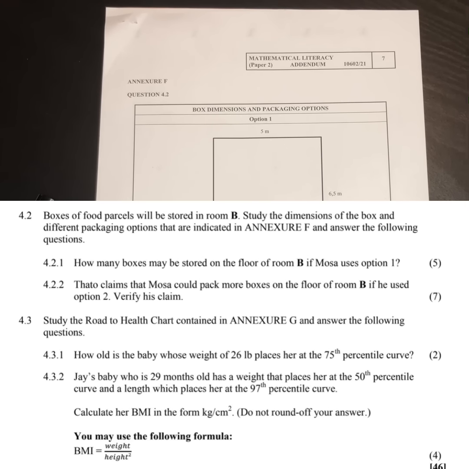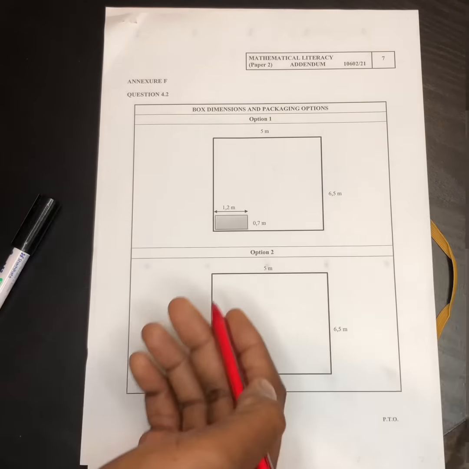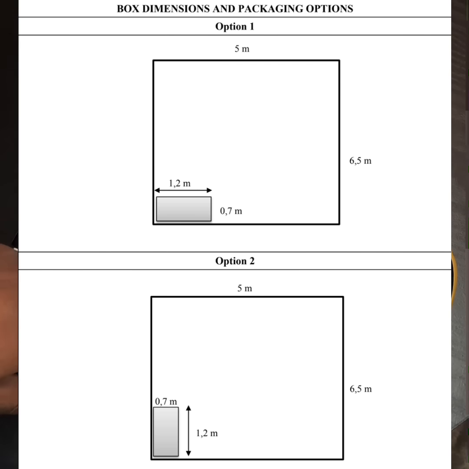If you look at this question, it says that it's 4.2. We are answering 4.2. Boxes of food parcel will be stored in room B. Study the dimension of the box and different packaging options that are indicated in Annexure F and answer the following question. So let's look at this option that we have.